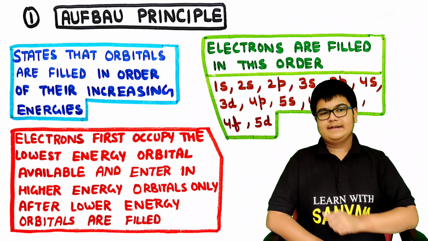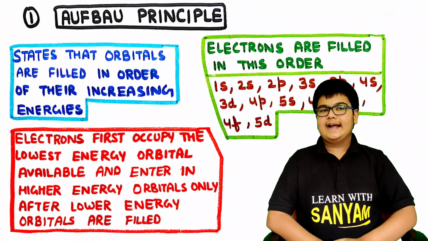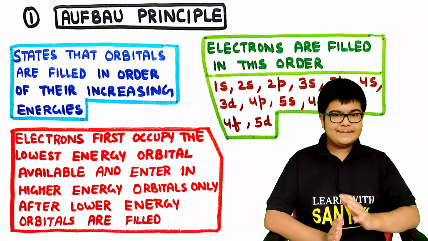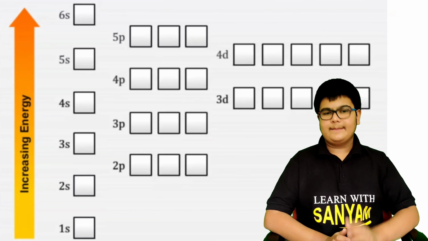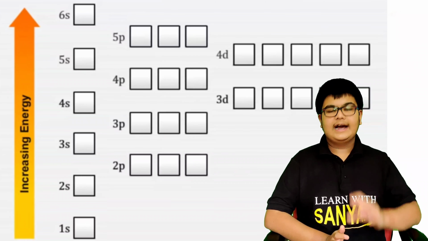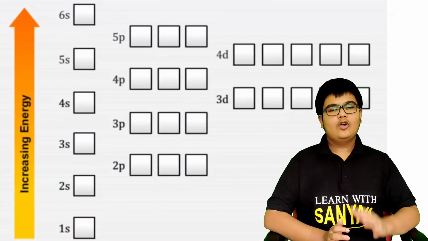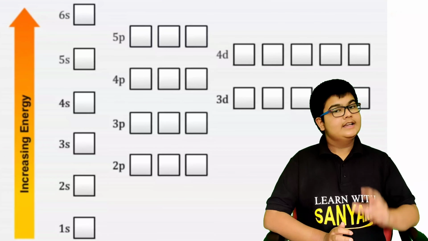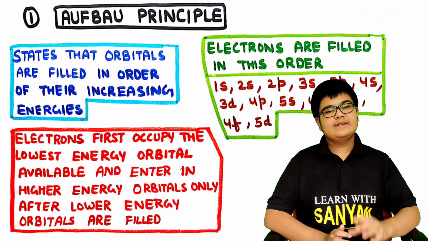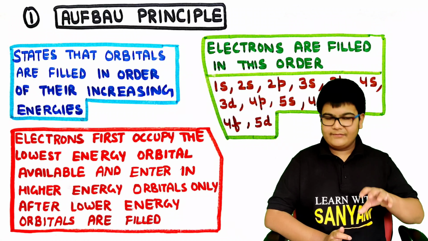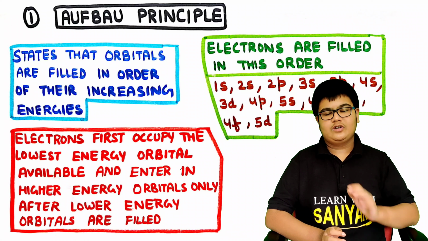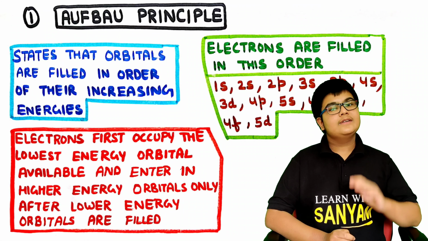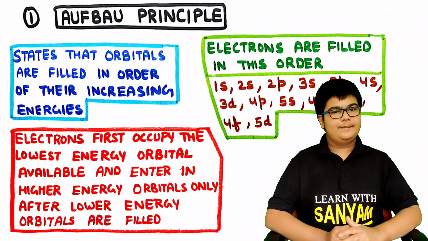First, Aufbau principle. This principle states that orbitals are filled in the order of their increasing energies. This means that electrons first occupy the lowest energy orbital available to them and then enter the higher energy orbital only when the lower energy orbitals are filled. So always the lower energy orbital is given preference by the electrons to get filled first, and only after it is filled completely will the electrons go to the higher energy orbitals. So for filling the electrons we must know the energy order of the orbitals.